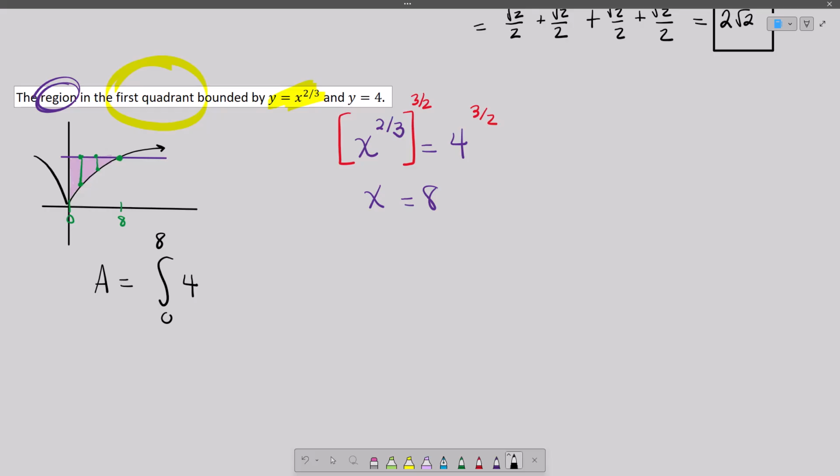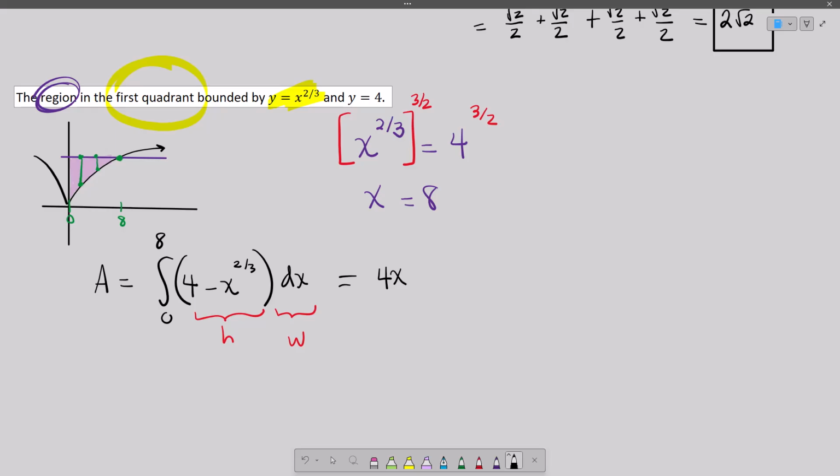So upper curve is just 4. Lower curve is x to the 2/3. So that right there is representing the height of the rectangle. And then we multiply by the width of the rectangle, which is dx, so that's representing the width. So we get an area of the rectangle, and then we integrate term by term. So the antiderivative for 4 is 4x. The function that has a derivative equal to 4 is the function 4x.